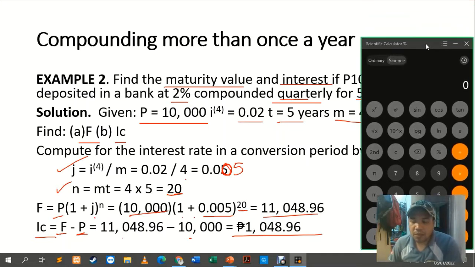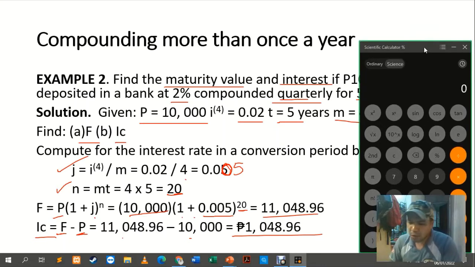Mas madali siyang gamitin dun sa mga scientific calculator na may double line or triple line. Now, this one is halos single line lang to. So, dapat proper yung gagamiting parenthesis para hindi masira yung value.